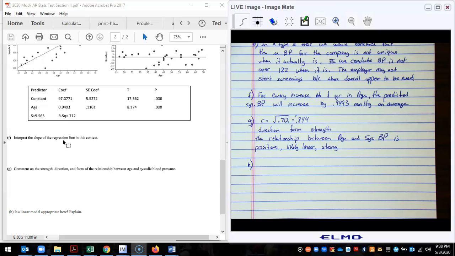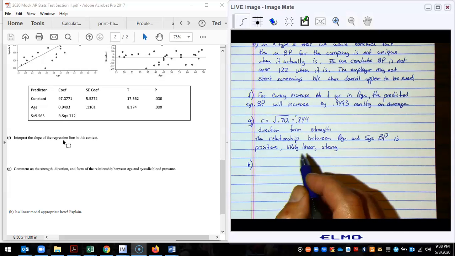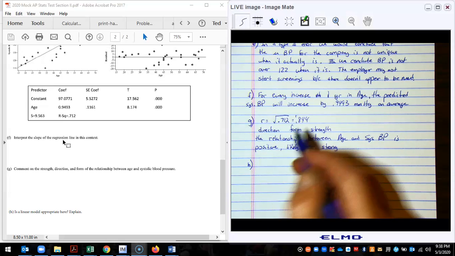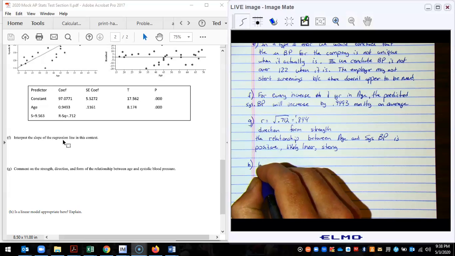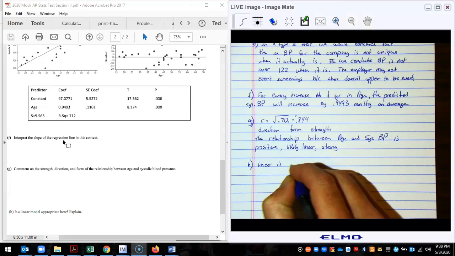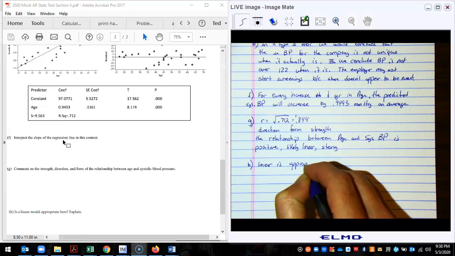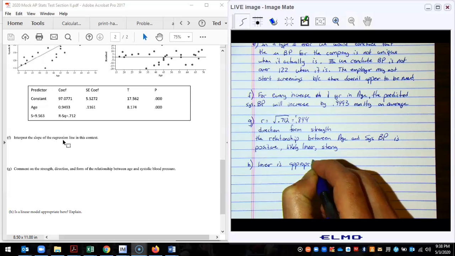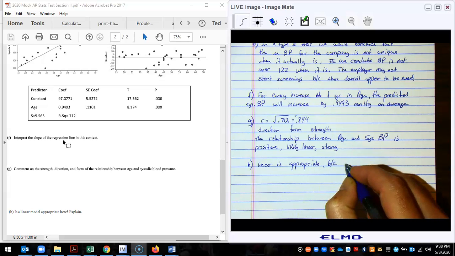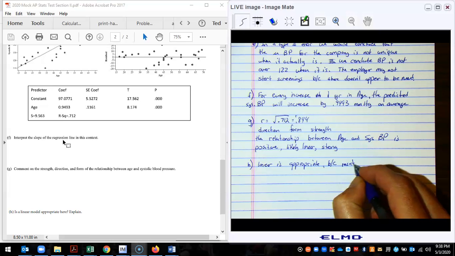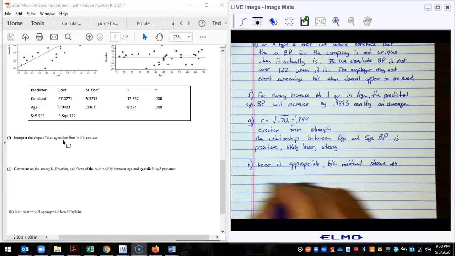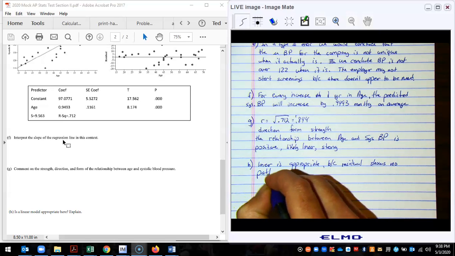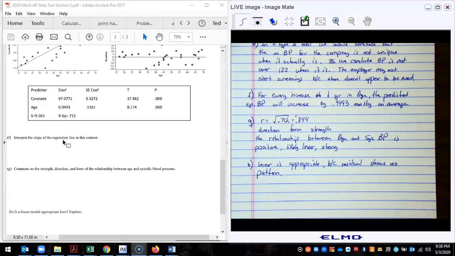H: Is the linear model appropriate here? I extended that. The other person answered it within that question, but linear is appropriate. And why is it appropriate? Because the residual plot shows no pattern.